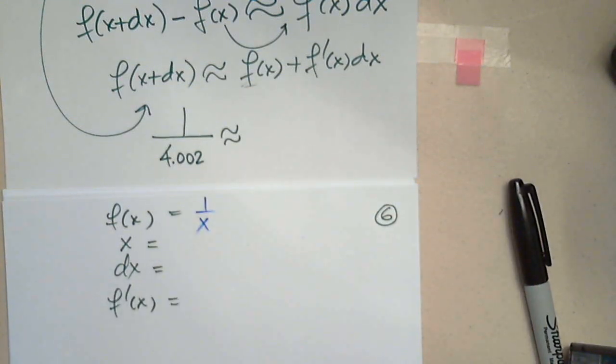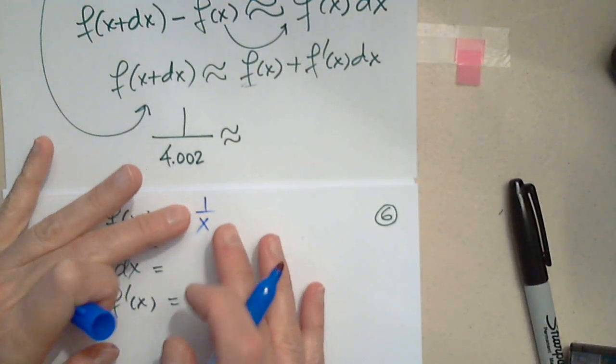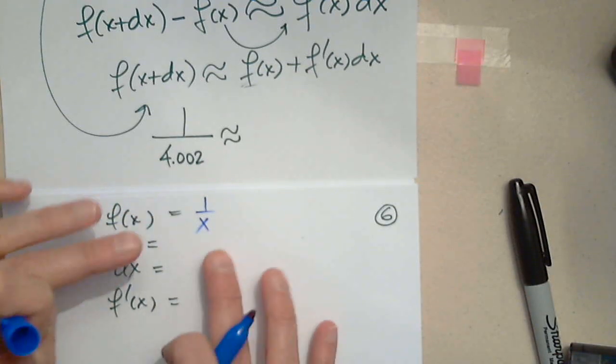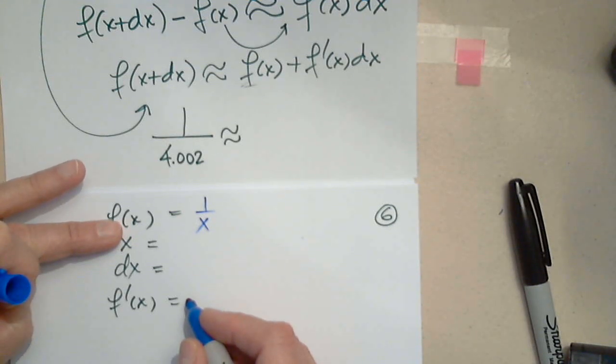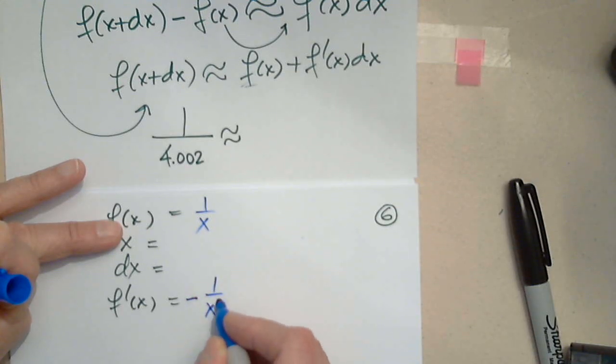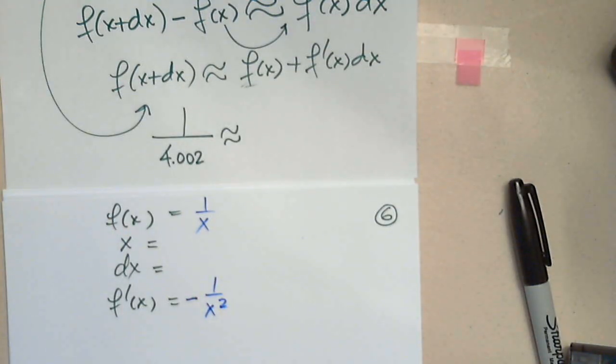So f of x is 1 over x. And please try to remember that f prime for this would be negative 1 over x squared. Excellent, all of you. Excellent. Thank you for taking my advice.